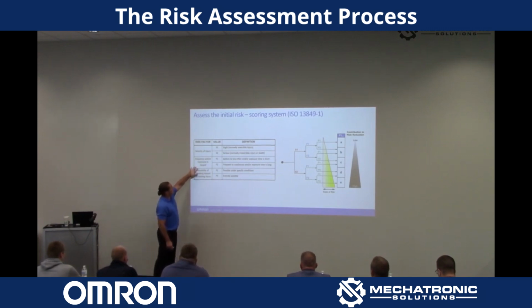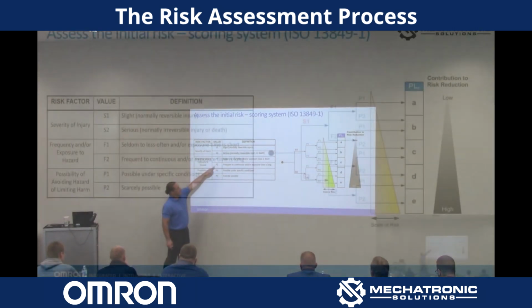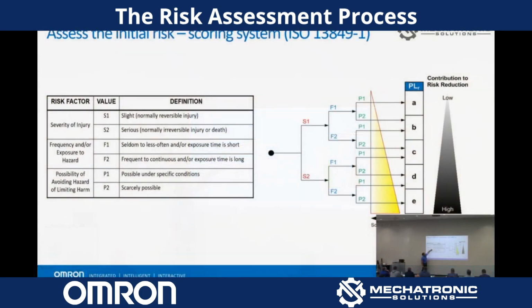Frequency and/or exposure to the hazard. Seldom to less often, or the exposure time is short, is F1. F2 is frequent to continuous. Okay, so what do you think, guys? Three times an hour, guys have to access this area that has this hazard. F1 or F2?